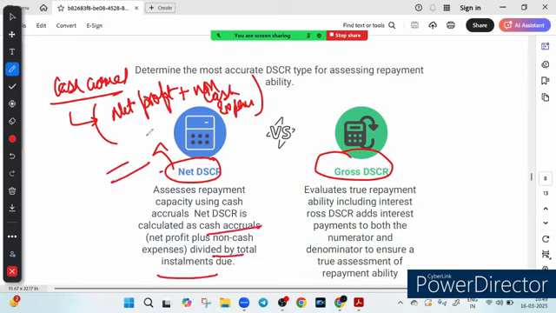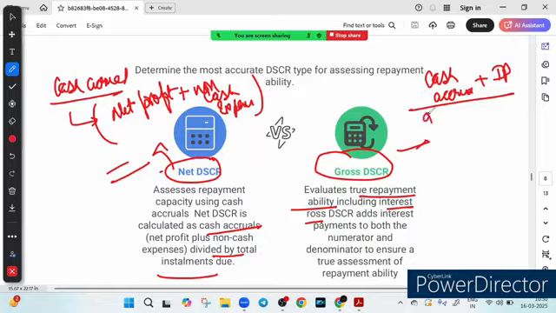And if we talk about the gross DSCR, it evaluates the true repayment ability, including interest payment. So it adds interest to both numerator as well as denominator. So you see, cash accrual plus interest payment upon total installment plus interest payment. Interest payment is added to both, right? It gives a more accurate picture, so it is essential for credit analysis and lending decisions. You must know how to calculate DSCR, right?